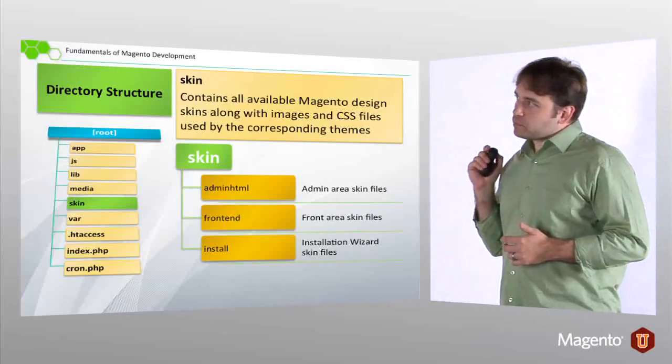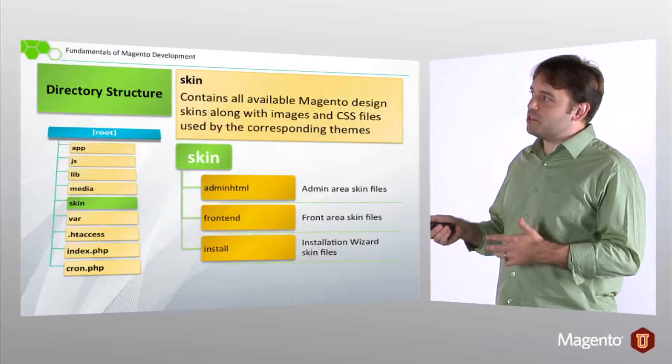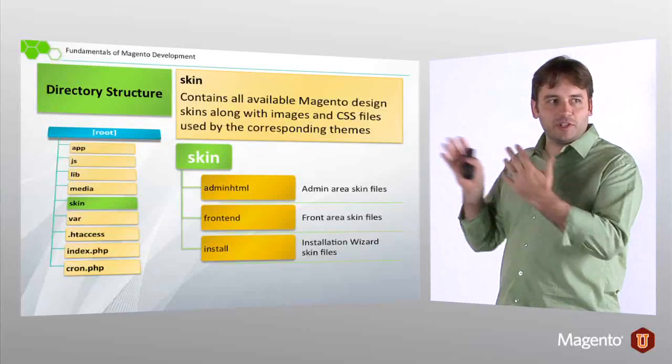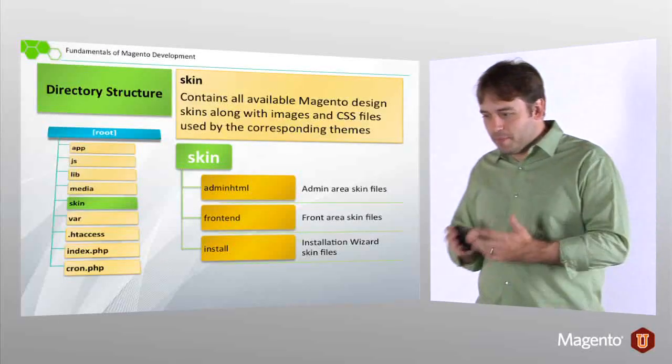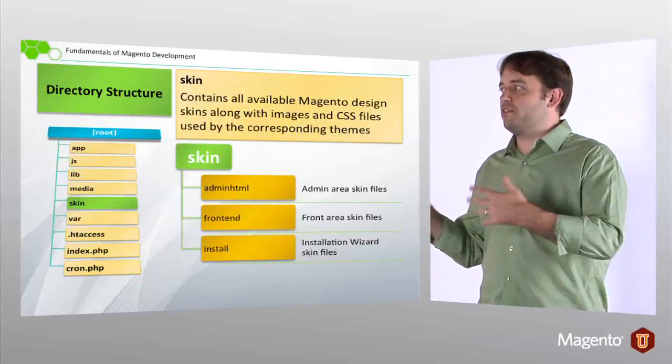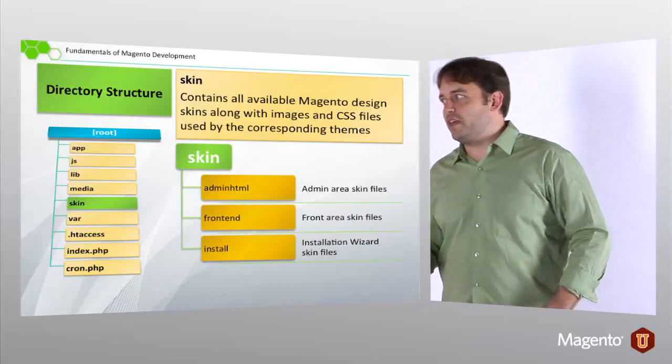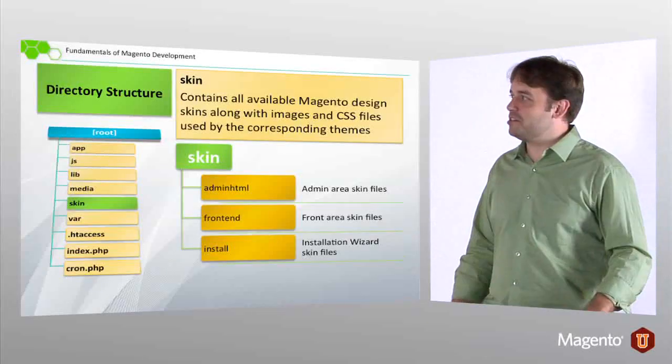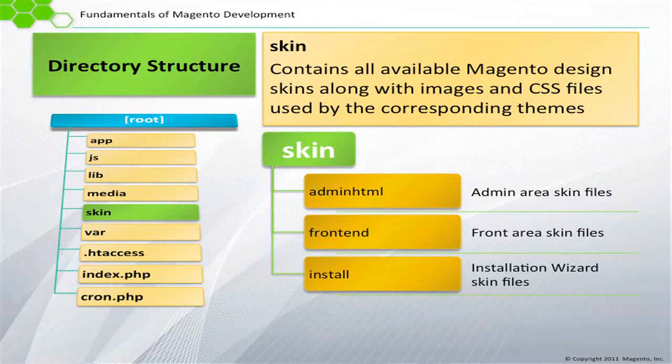But just be aware that for your admin-related images, CSS, and JS, you can put them under admin HTML, and for anything on the front end, in the front end. And then, of course, the install explains itself. If you wanted to custom brand the install, you could do that here. That's actually what the enterprise theme does.